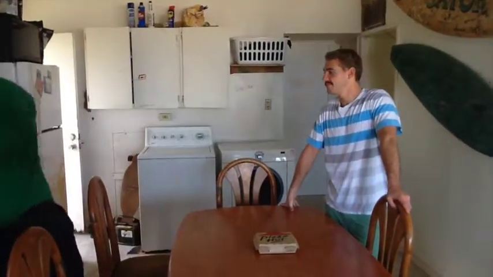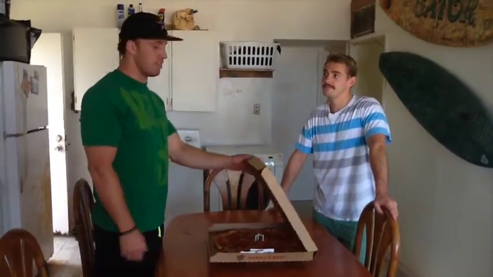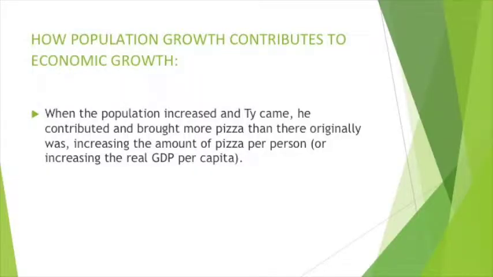So let's say, for example, as the population increases, our GDP also increases. So instead of this small pizza being our GDP, we now have this larger pizza as our GDP. So in our economy, our GDP per capita has gone up because now we have more pizza between the two of us. So we see how the population growth contributes to economic growth. When the population increased and I came, I contributed and brought more pizza than there originally was, increasing the amount of pizza per person or increasing the real GDP per capita.